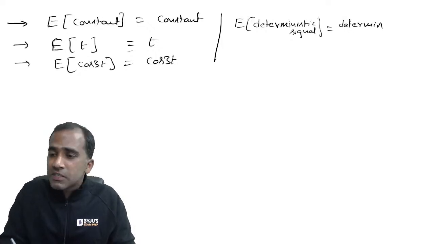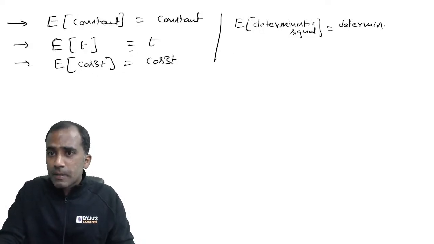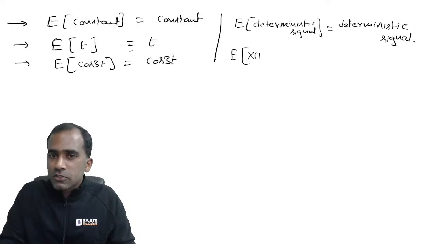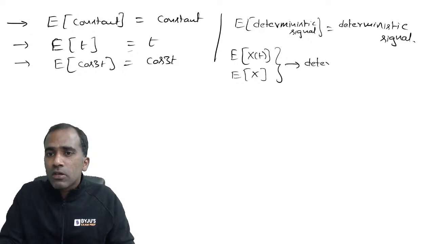See this one, is this a deterministic signal or not? There is no randomness in it. So if you apply expectation also, the answer is the same. Expectation of a deterministic signal is the same deterministic signal. And expectation of anything, a random process or a random variable, what is the result? Expectation of X of t, or expectation of X, a random variable, or expectation of anything, will the result be deterministic or not? Will it be deterministic? Yes, no?